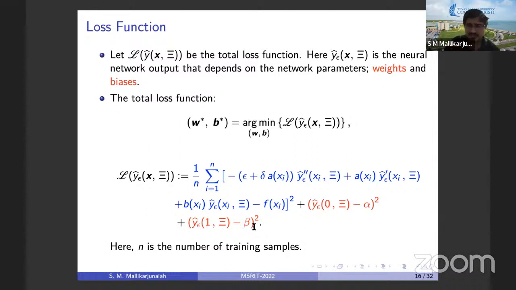So that is the difference of this approach compared to other approaches in the literature. Means I want my solution not only satisfying the differential equation, I also want my solution or my approximation to satisfy boundary conditions. So I'm forcing my solution to satisfy both.